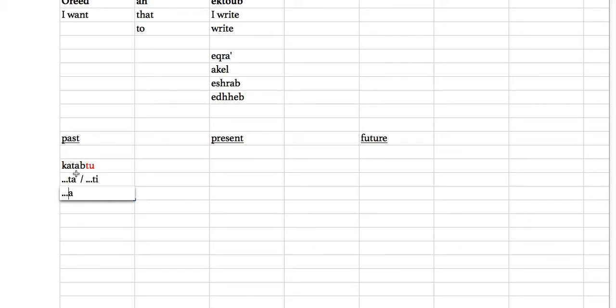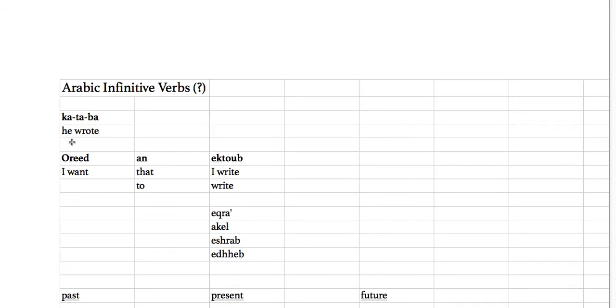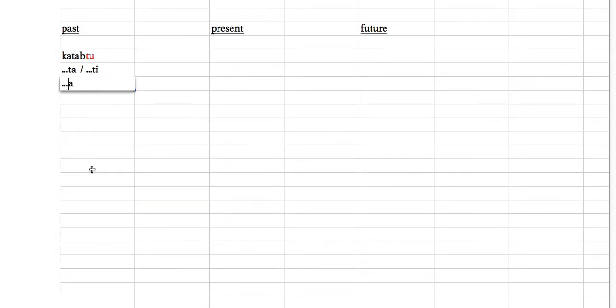So kataba, and that's how this started, by the way. Kataba, right? He wrote. She wrote would be katabat. Okay, so she wrote an email would be katabat email or something, right?